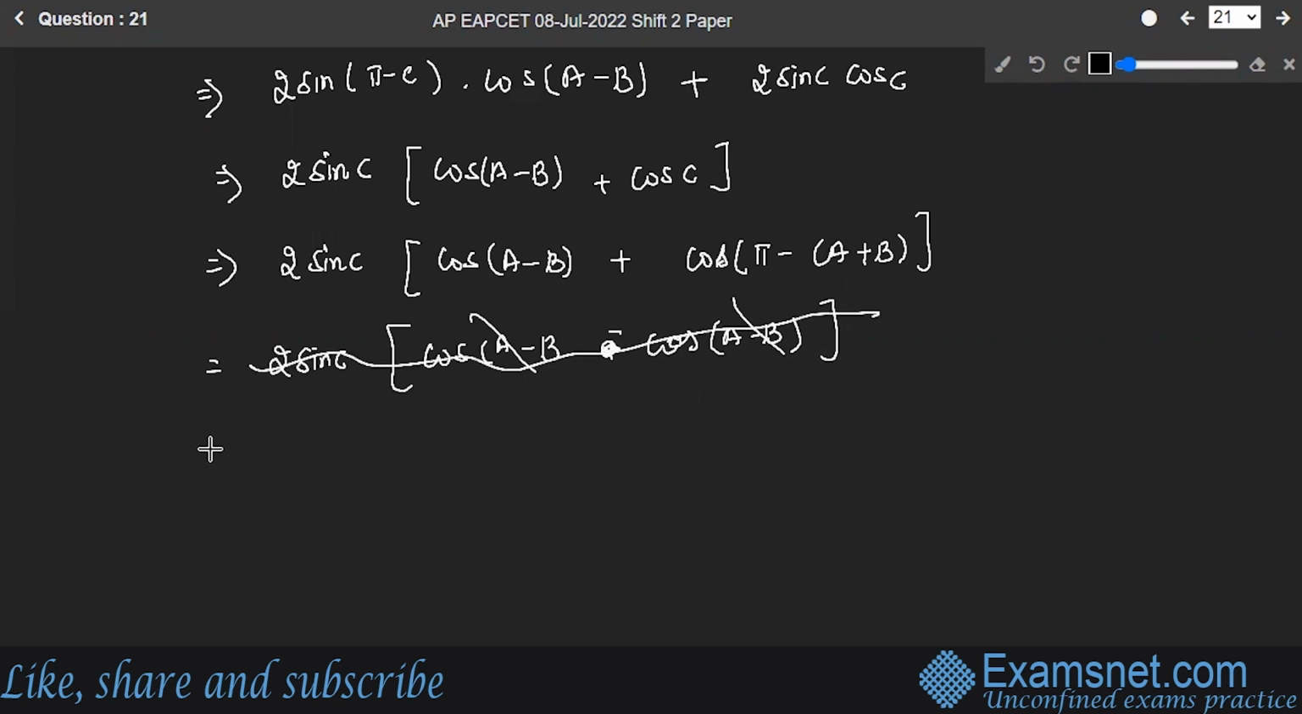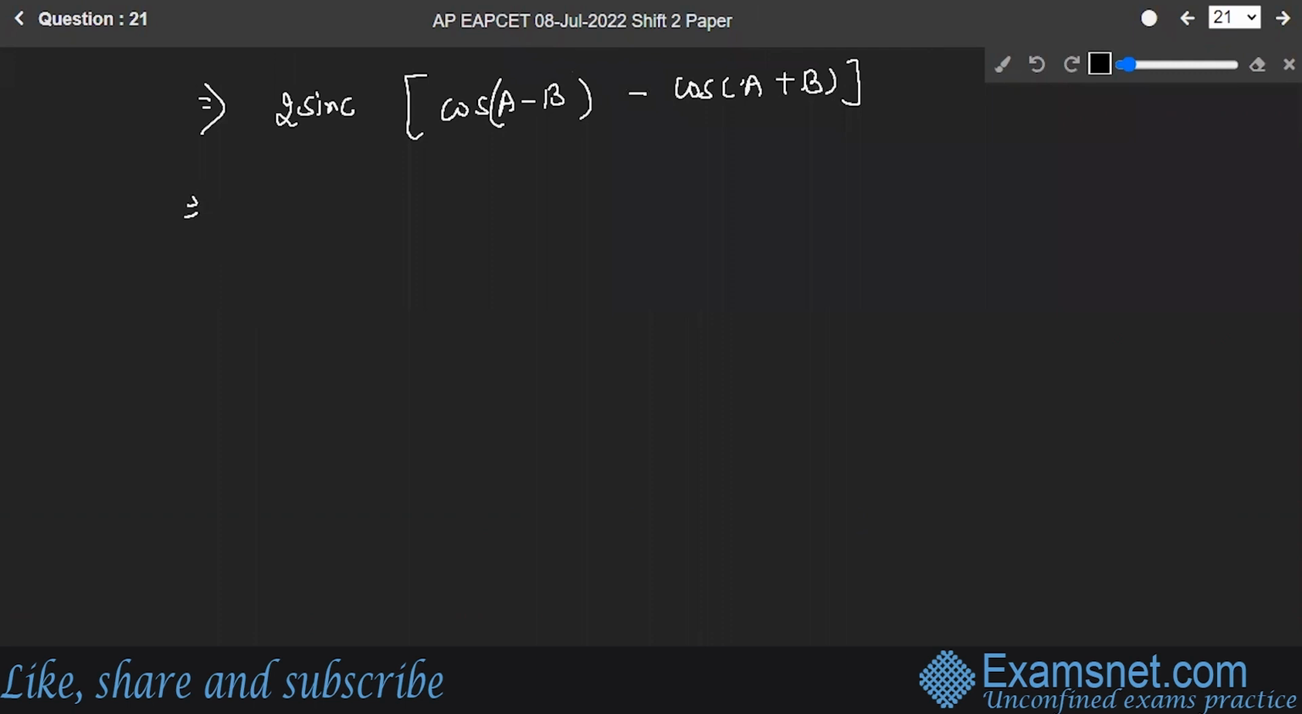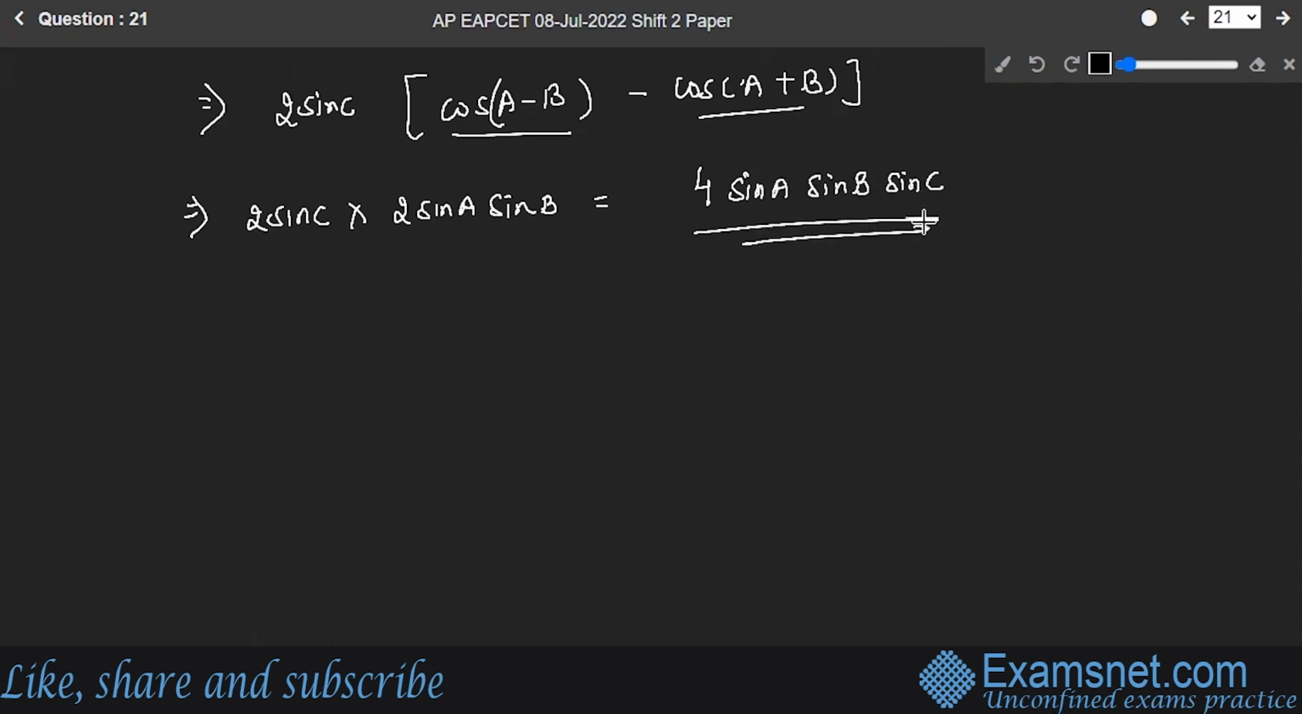I'll rewrite it. 2 sin C times cos(A − B) minus cos(A + B). So this is equal to 2 sin C multiplied by 2 sin A sin B. See, cos(A − B) minus cos(A + B) will give you 2 sin A sin B. So this on multiplication altogether is 4 sin A sin B sin C.